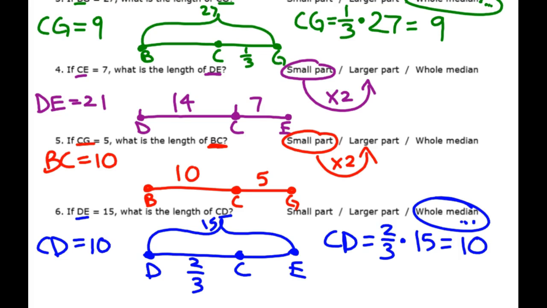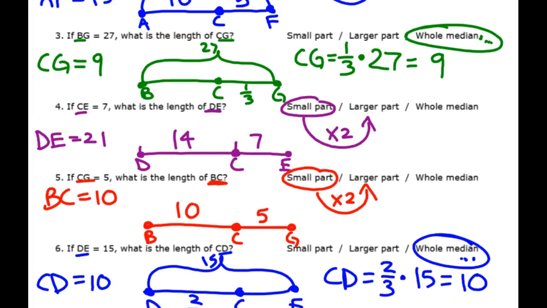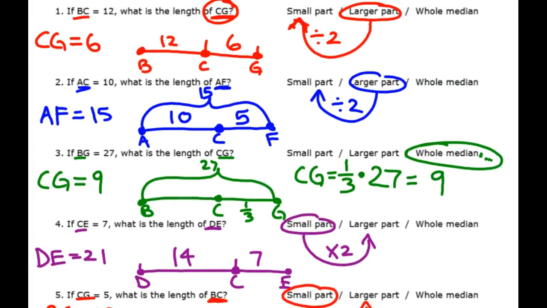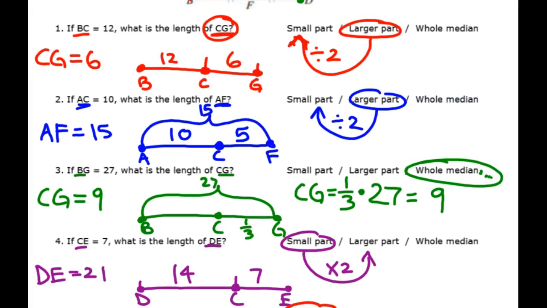So I tried to show you every single type of problem you could possibly get. You might be given the whole median, you're going to have to multiply by a fraction. If you're given the smaller part, you multiply by 2 to get the larger part. And if you're given the larger part, you divide by 2 to get the smaller part. I gave you every single type of problem on here.